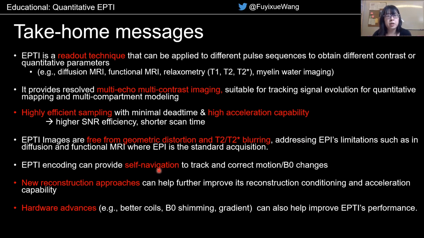EPTI encoding can provide self-navigation to track and correct motion or B0 changes to improve the motion robustness, and future directions include new reconstruction approaches that can further improve its reconstruction conditioning and acceleration capability, and also new hardware advances such as better coils, B0 shimming, and gradient can also help improve EPTI's performance.